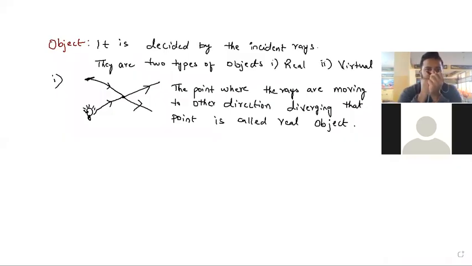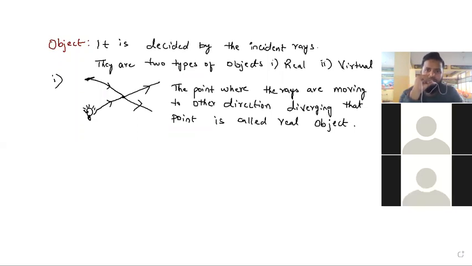So object is decided by the incident ray. Whatever rays are coming from the light to the object, that ray is the incident ray. We have two types of objects, real and virtual. The first one: the point where the rays are moving in other directions, diverging from that point, is called a real object. So the point between these lines is our real object.